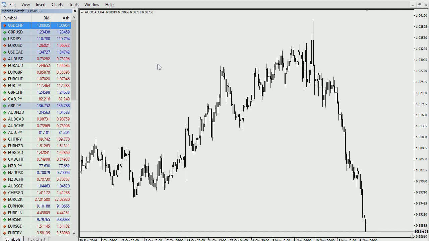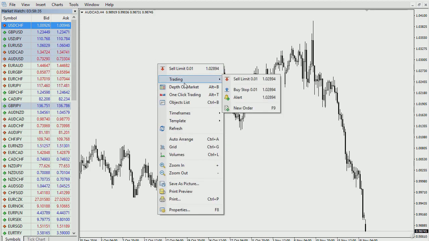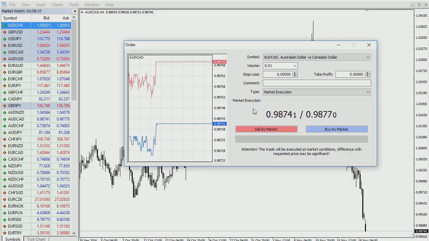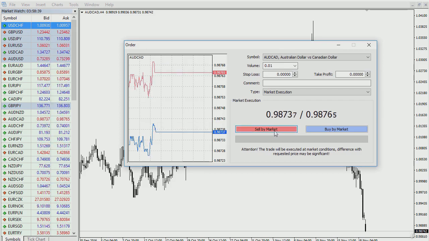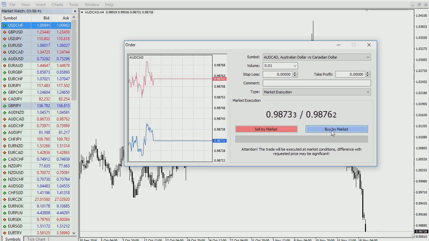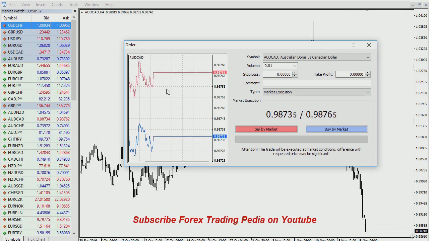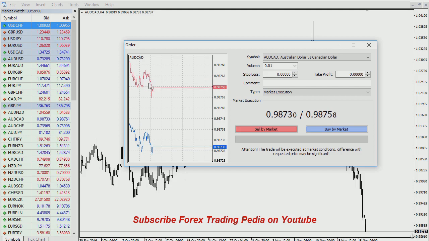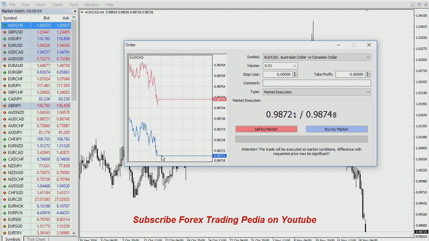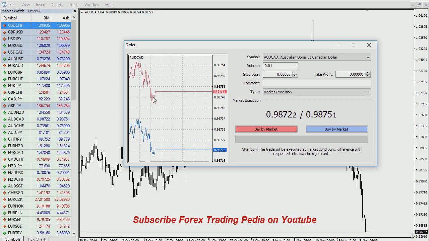So when we right click on the broker platform, we go to trading again, to new order. Then you can see here you have the two buttons for sell and buy, and the buy price is always higher than the sell price. So here we have the ask price, and you can also see them here on the left hand side. On top you have the buy price, which is the ask price. At the bottom you have the sell price, which is the bid price, and you can see that there's a difference between the two prices.